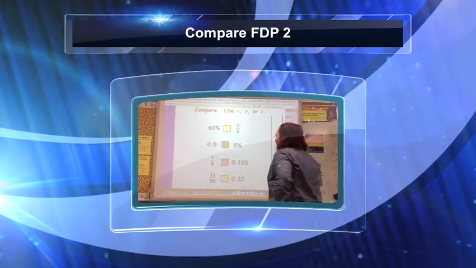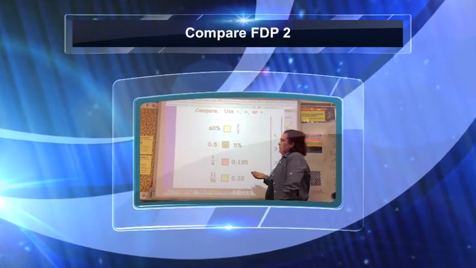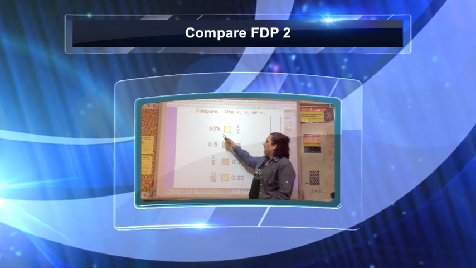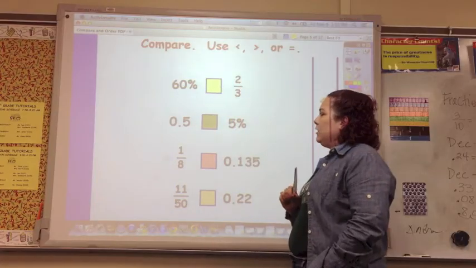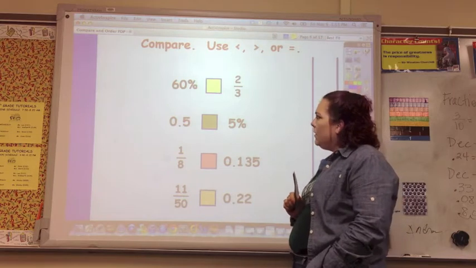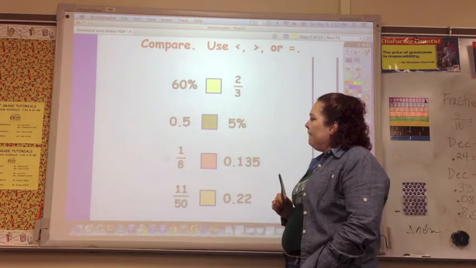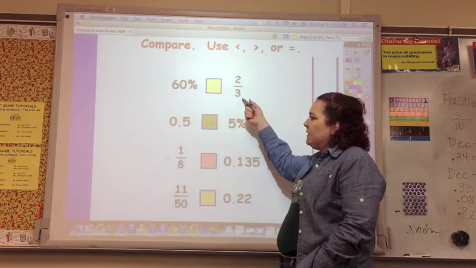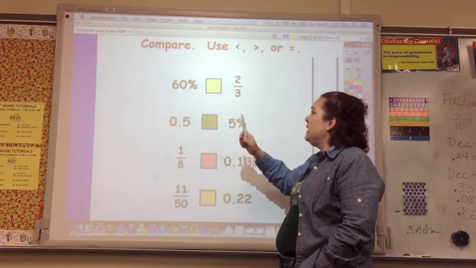I told you that I like to do percents. I like to compare percents. Here I've got 60% and a fraction, 2/3. So if I turn this into a percent, I can compare percent to percent.